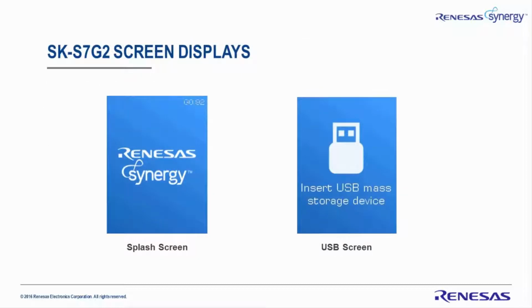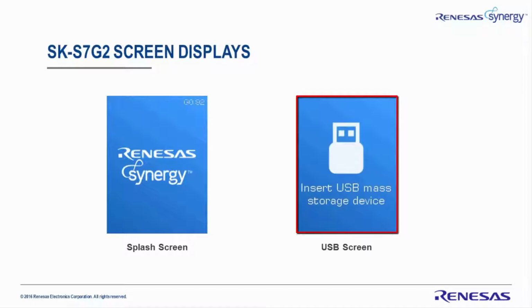Once we have imported, generated, built, and debugged the project and it is now running, we'll be able to see screens on the LCD screen of the SK S7G2. The splash screen. You will see the splash screen just after the start of the program. The screen is drawn by Express Logic GUIX using the SSP GLCDC driver. After several seconds, the screen changes to the USB screen, determined by the presence of the USB mass storage device.